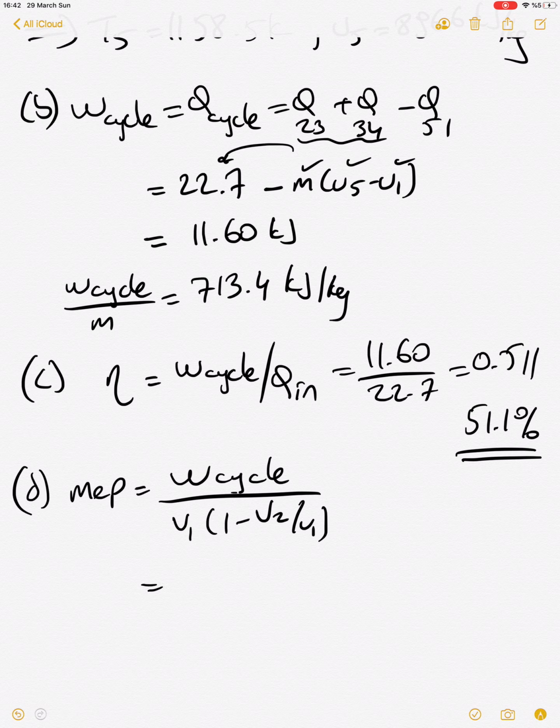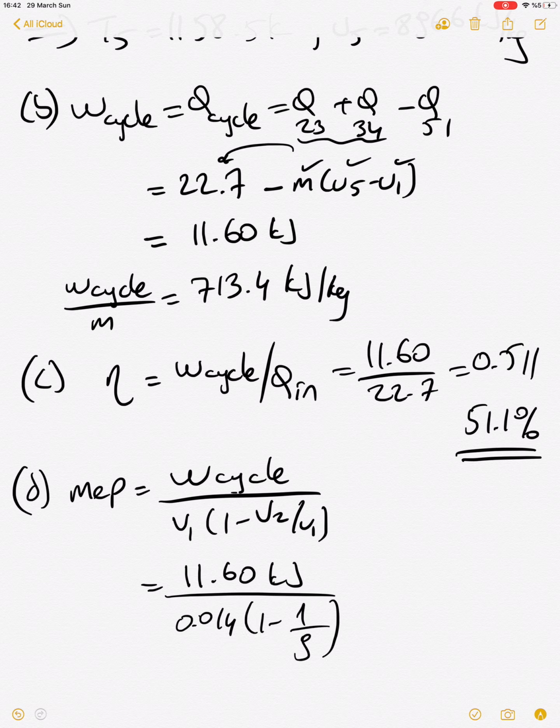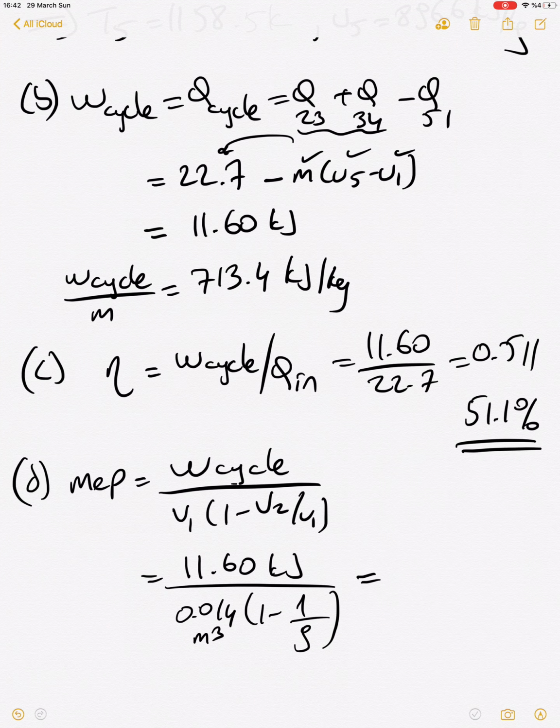W cycle, 11.60 kilojoule, divided by 0.014 times (1 minus 1 over 9). So this is a meter cube. This is kilojoule. Kilojoule per meter cube is going to be equal to, you don't need to make any more conversion, then the result is 932.1 kilopascal. So this is the mean effective pressure.